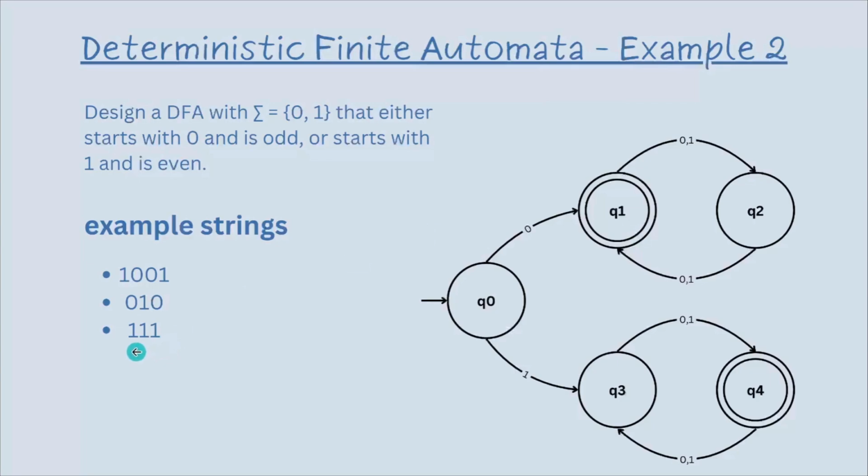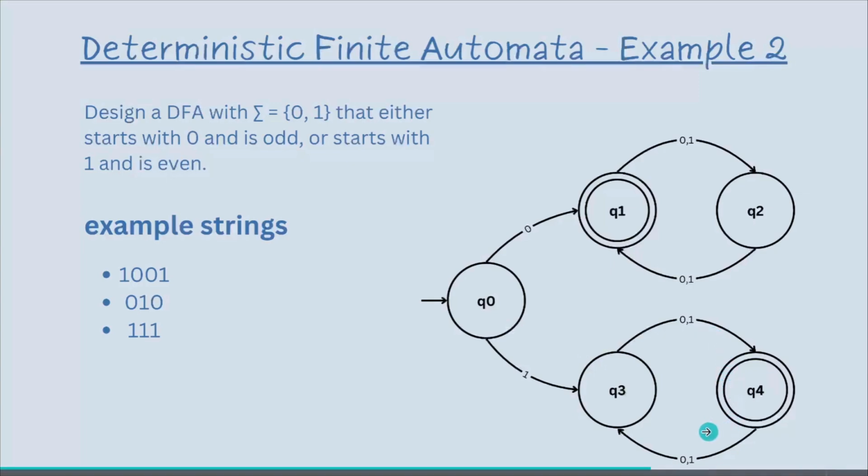Okay, our final string is 111. That is a string that starts with 1 and is odd. Therefore, it should be rejected. And we can see that. If you start at Q0 and you read a 1, you go to Q3, you read another 1, you go to Q4, then you read the final 1, and you go back to Q3, where the string is rejected.